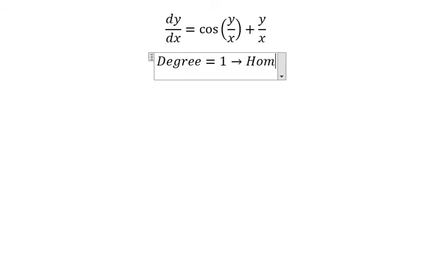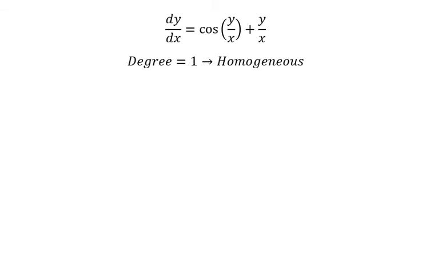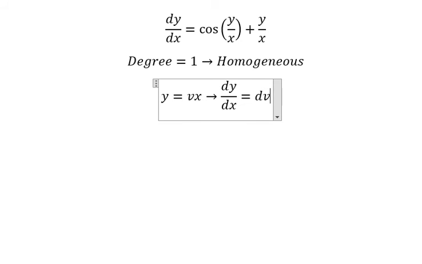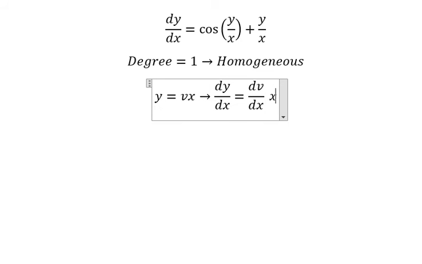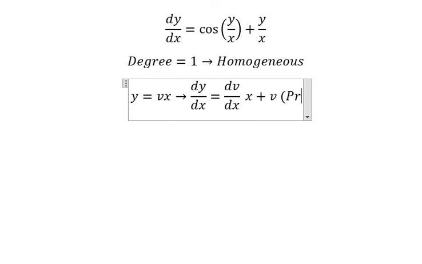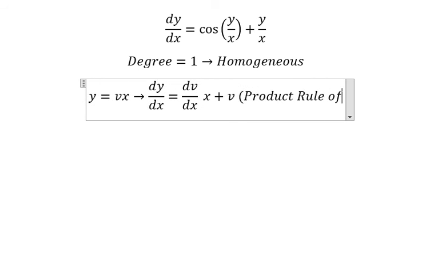So we can use the homogeneous method. I will put y equals vx. So if I first take the derivative of both sides, you get dy over dx. First the derivative of v, you get dv over dx multiplied by x. Next, we take the derivative of x, you get 1. So we have v in here. This is the product rule of the derivative.